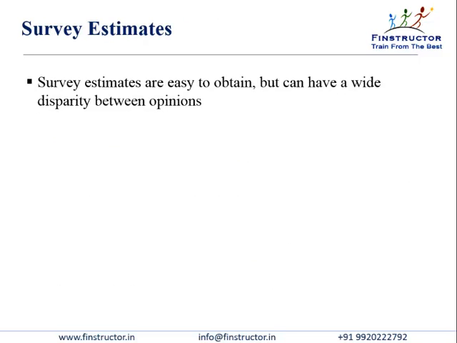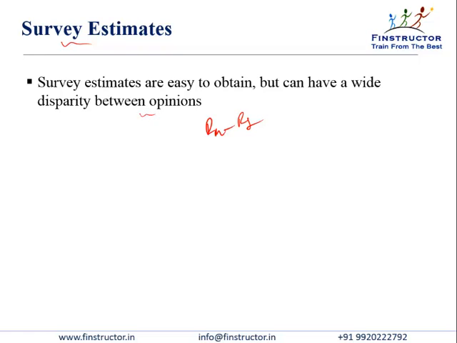The last forward-looking estimate, or the forward-looking method, is doing a survey or using survey estimates. So this just says that ask a few intelligent people what they think the equity risk premium is, take an average of what everybody is saying and use that as your risk premium. So the eventual idea is just to estimate RM minus RF. So survey estimates are also easy to obtain, but different people and different organizations can have varying opinions.